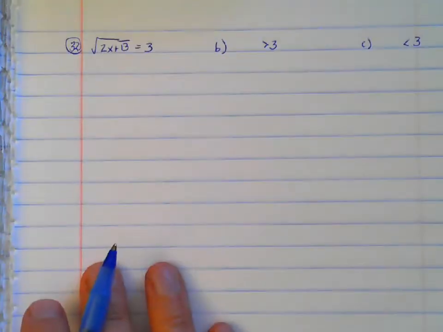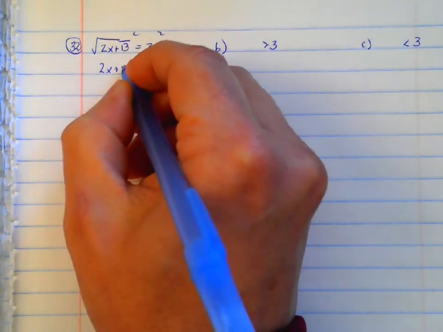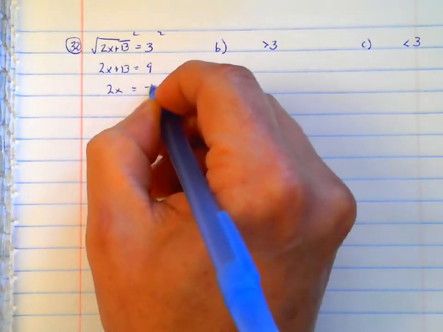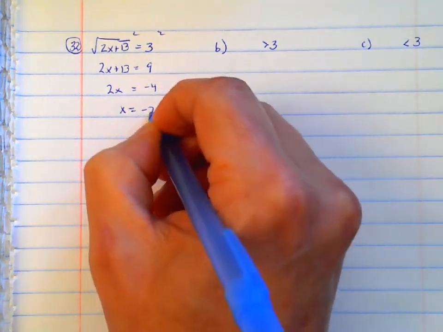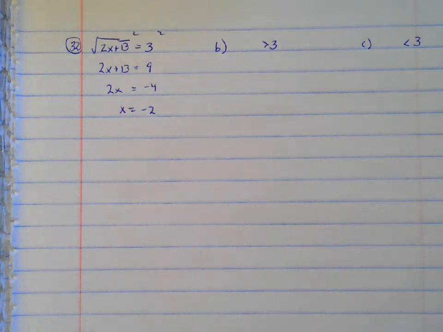Okay, number 32, when we solve this, we're going to square both sides. I'm going to subtract that 13 over and divide. I know that x is equal to -2. Now for the less than greater than part, we're going to look at the graph.